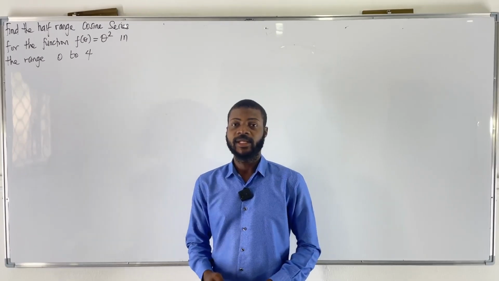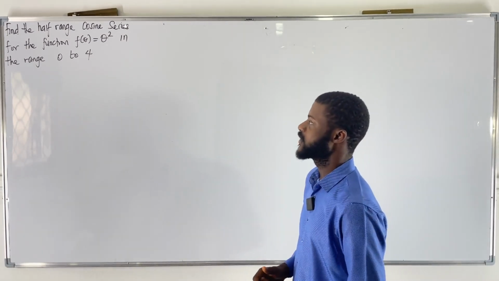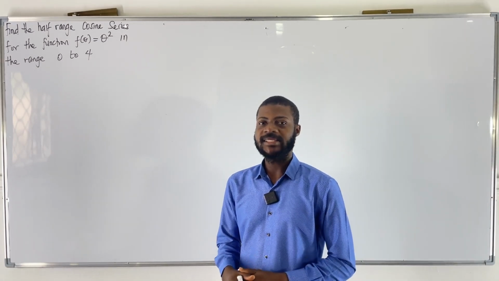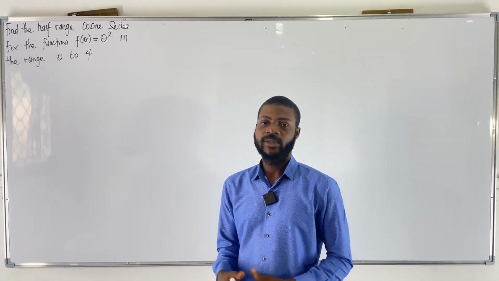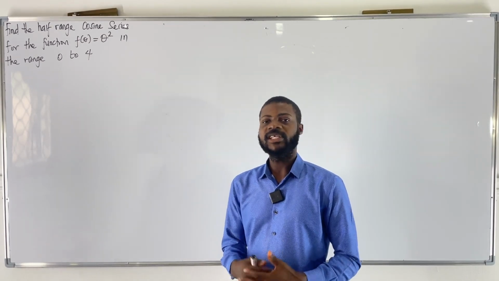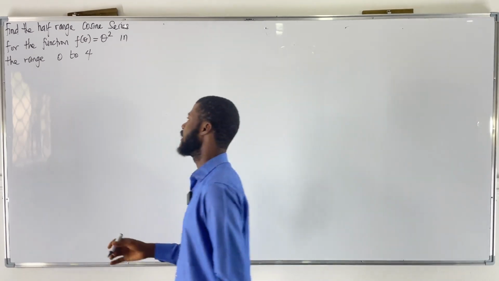Welcome, ladies and gentlemen. In this video, we're going to be solving this very problem. We have to find the half-range cosine series of that very function. So we're going to be treating the function as an even function. Then we're going to solve. So first, we need to find a naught, because if it's a cosine series, you only need a naught and a sub n. So let's find a naught.